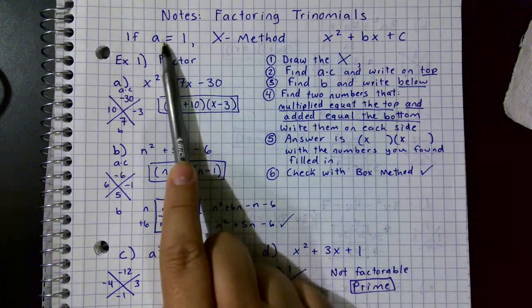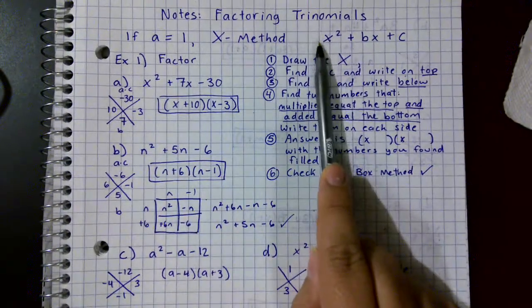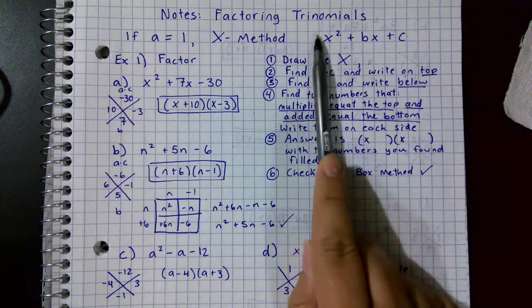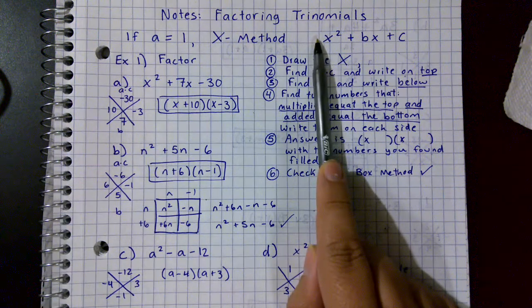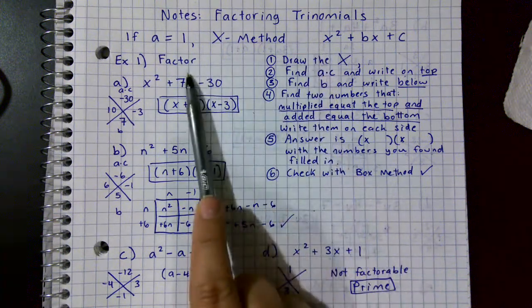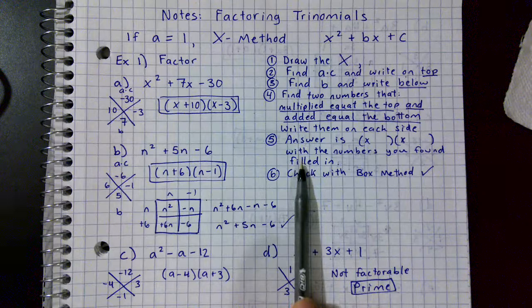And what a equal to 1 means is that the coefficient on the x squared term is 1, or it's not there. We don't write it down because it's an invisible 1. So if you have an invisible 1, these are the easier type of problems because they require less steps. Okay, so we're going to do an example and then we're going to go over the steps as well.